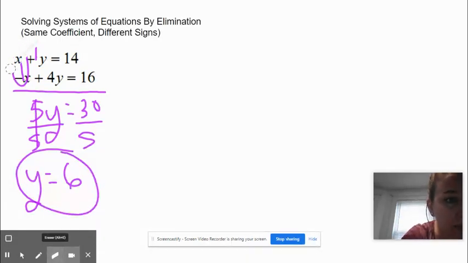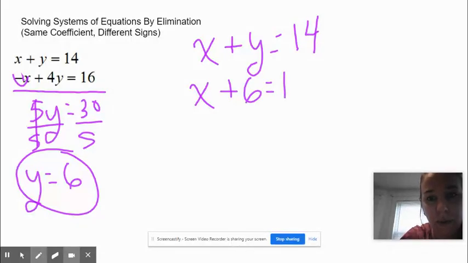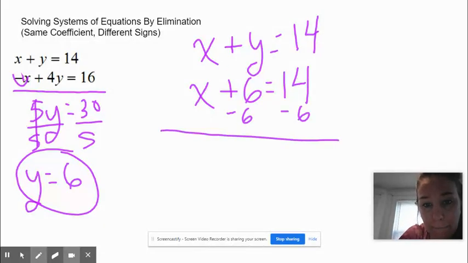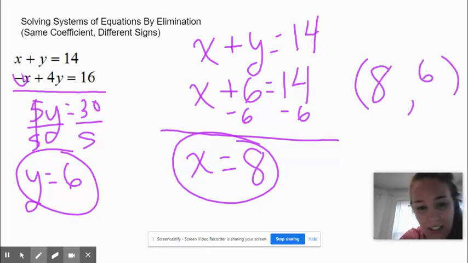Clean this up a little bit. I'm going to go with the top one because negatives are annoying. So we got x plus y equals 14. But we know y is 6, so it's really x plus 6 equals 14. And it's a plus 6, so we're going to zero it out by subtracting. And therefore, x equals 8. So our final answer, 8, 6. All right.